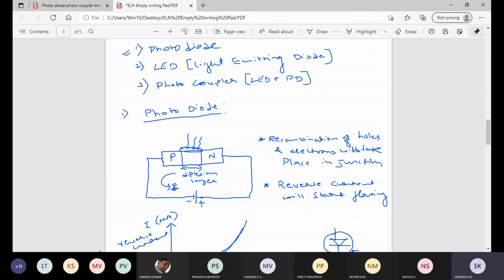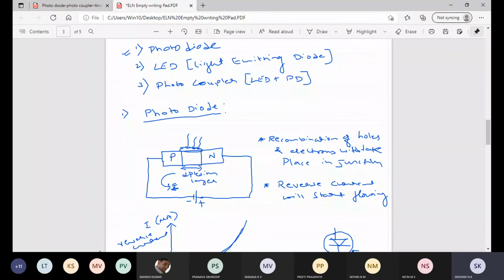See, why is it reverse biased? That's what I didn't tell you so far. Because even a small change in current should be recognized. If you connect it as forward biased, majority charge carriers constitute the current. Majority charge carriers means they will be more in number, that's why the current will also be large. It will be in millions. Even a small change in that case we can't recognize.